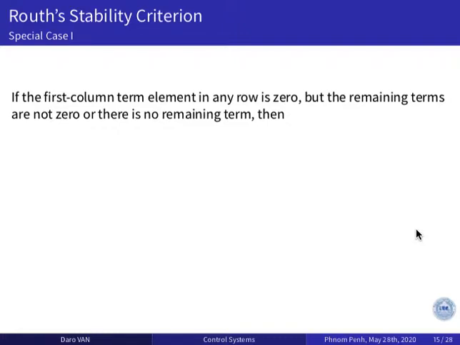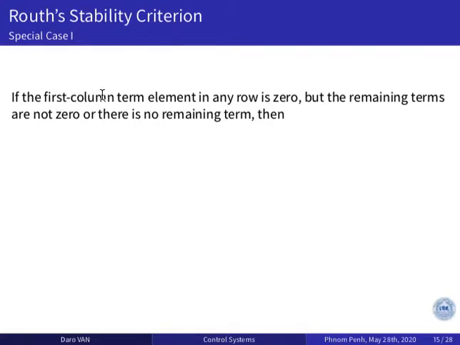This is part 4 of lecture 8 on stability analysis for linear systems. In this section we'll discuss special case 1. There are two special cases, but we're going to discuss the first one here. The special case is when the first column element in any row is 0.